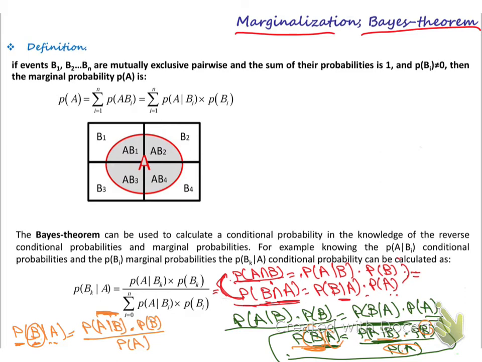Okay, so we can use the same principle if we have A given B to convert it into B given A, or B given A to convert it into A given B. So we'll just swap them. So the probability of A given B will be the probability of B given A times the probability of the first one, divided by the probability of the second one.